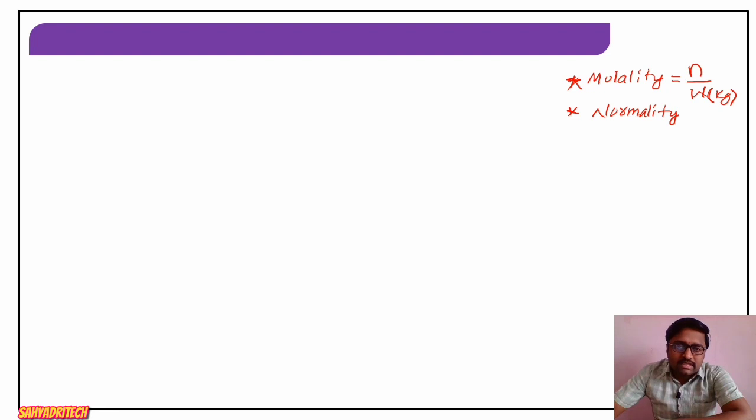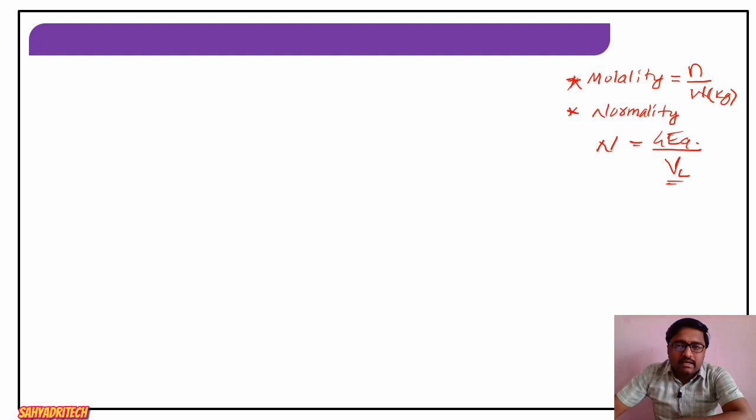Then one more concentration term we consider is normality, capital N. Normality is the number of gram equivalents present in 1 liter of a solution. So normality N is equal to the number of gram equivalents divided by V in liters, the volume of solution in liters.